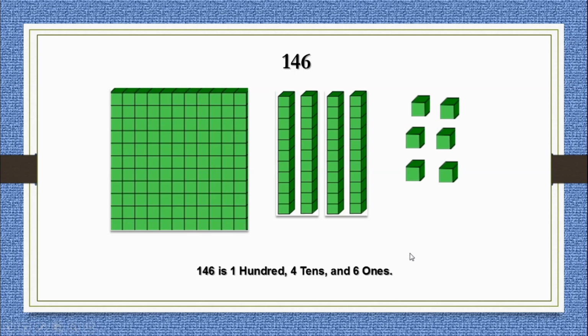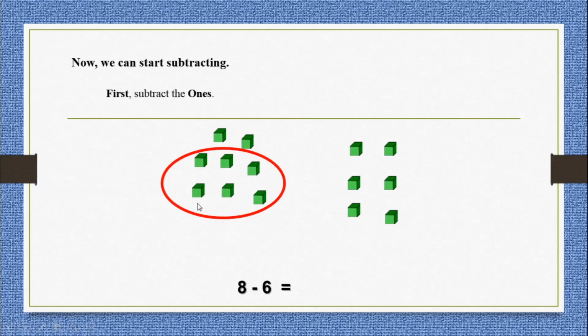So now we know always we have to start subtraction from ones place. So at the ones place, here 6 ones and 8 ones are there. So we have to subtract these 6 ones from these 8 ones. So see, from these 8 ones, if we subtract these 6 ones, then how many ones are left here? 1 and 2. So here 2 ones left. Okay.